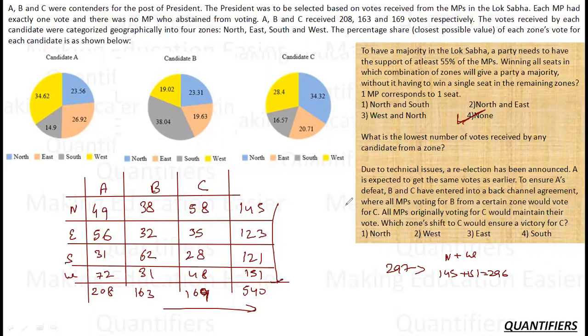Okay. Second, what is the lowest number of votes received by any candidate from any zone? From a zone which is 28. Pretty straightforward.